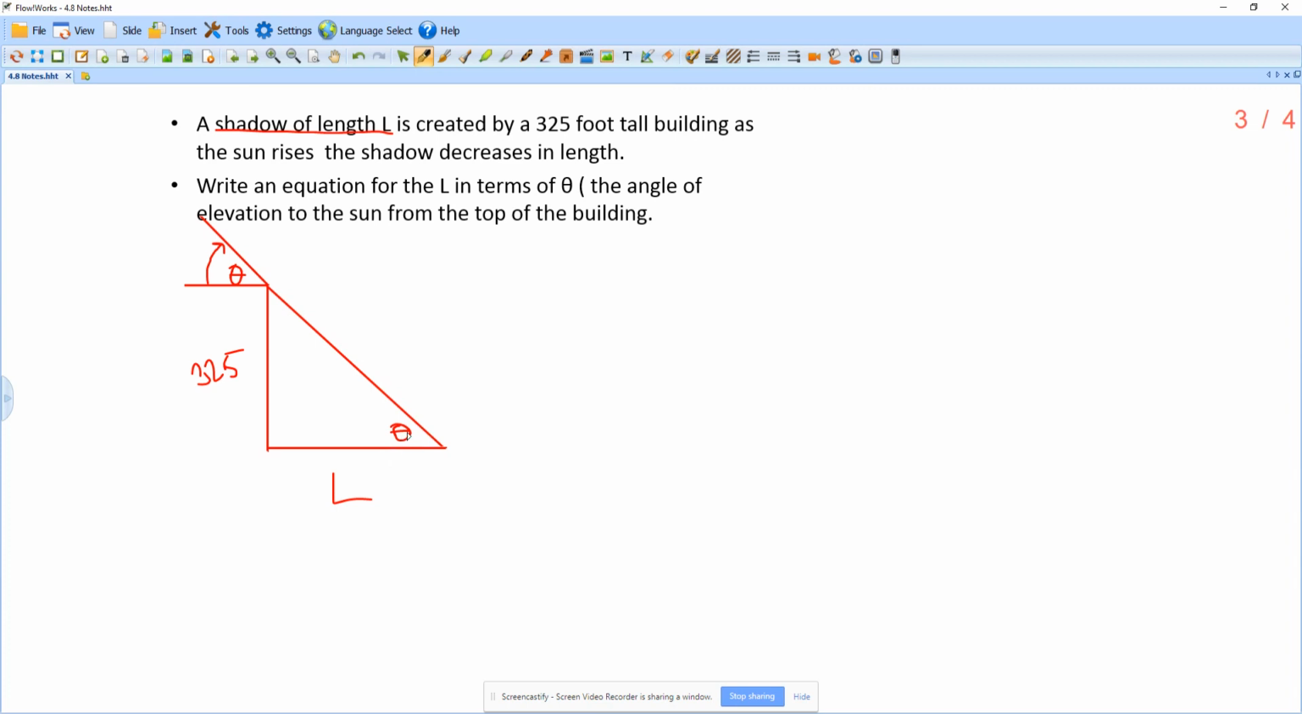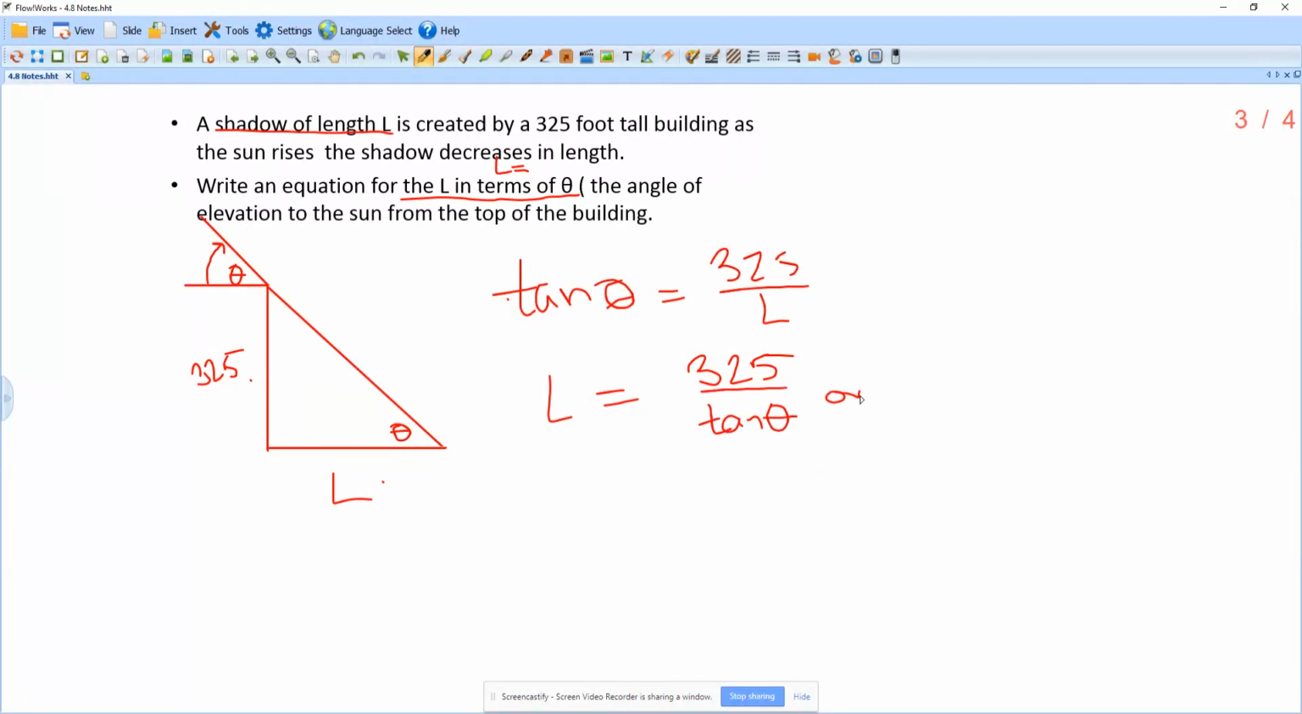And if I want to write an equation, I have the relationship of an opposite side and adjacent side. So tangent of theta equals 325 over L. It asks for an equation for L in terms of theta. What that means is you need this to be L equals. So I need to solve this for L. That gives me L equals 325 over tangent theta. Over tangent is the same as cotangent.